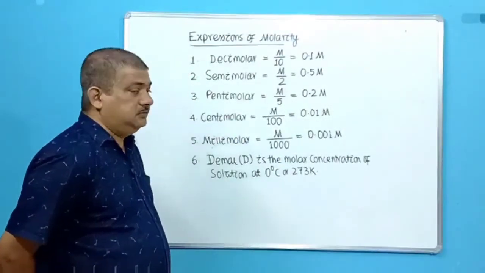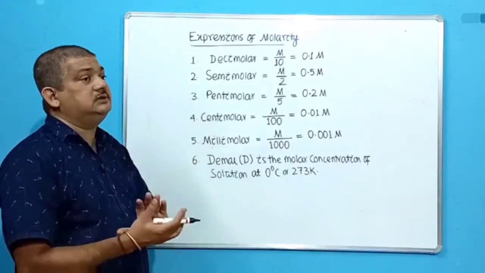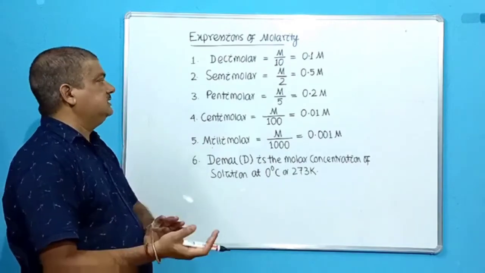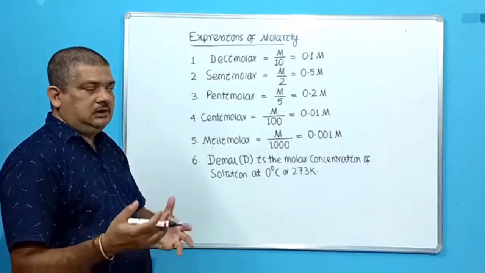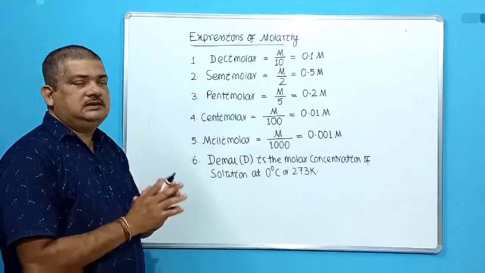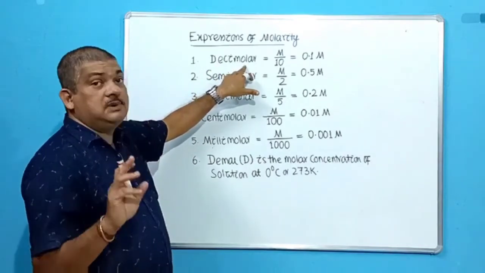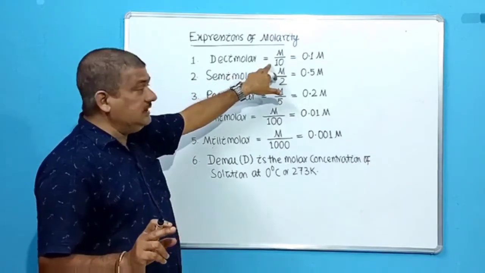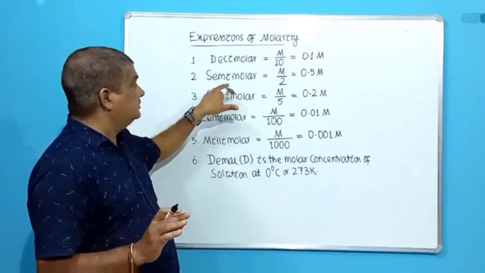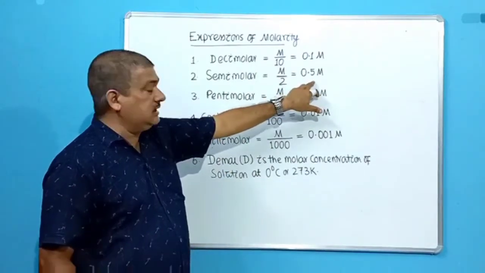Students, before going to the molarity equation, you must remember some terms or expressions which are commonly used in questions. The question will be like this: decimolar solution, millimolar solution, centimolar solution. So first you have to remember these expressions of molarity. Decimolar means 1 by 10 of molar, that means M by 10, so it will be 0.1 M. Similarly, semi means half, so 1 by 2 into M, or M by 2, so it will be 0.5 molar.